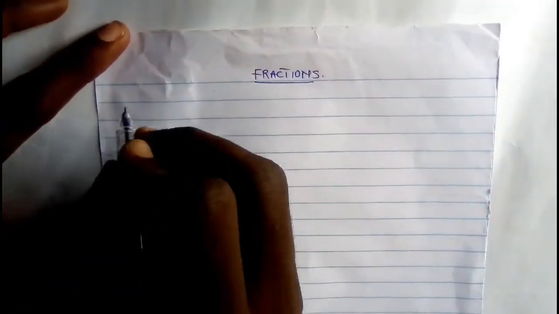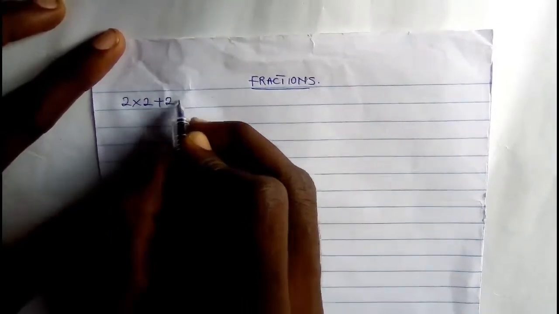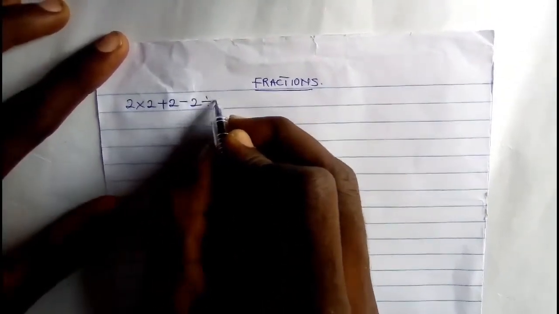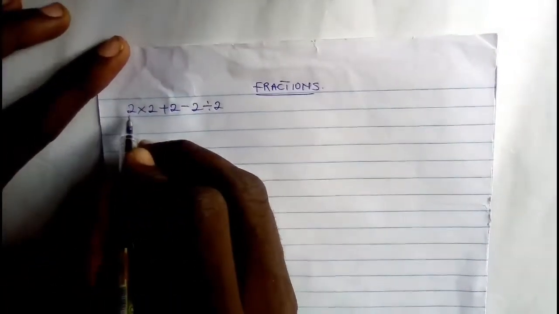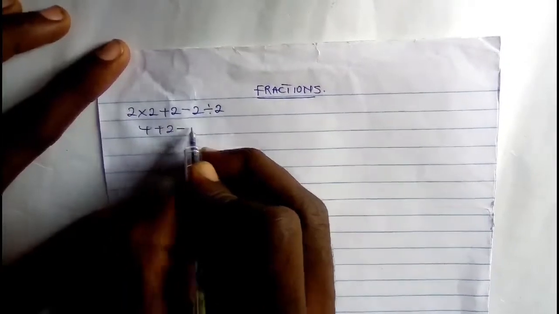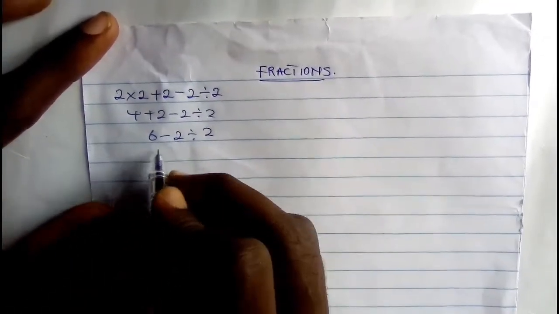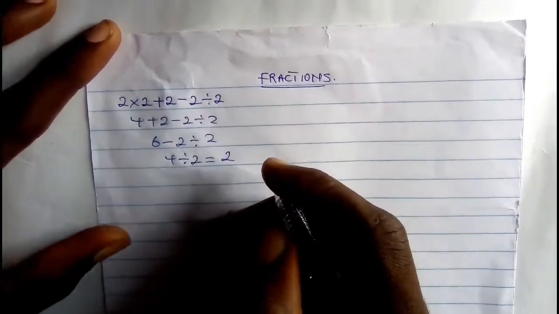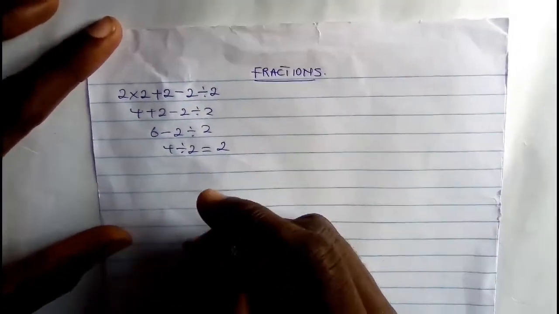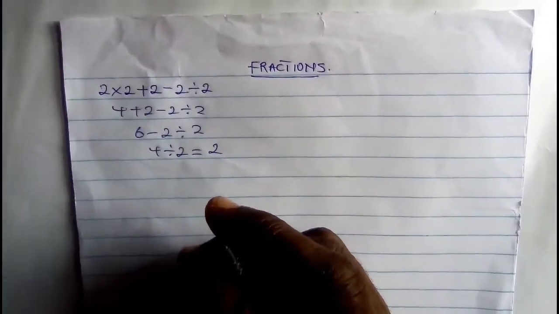Please, I also want to bring this mathematics: 2 times 2 plus 2 minus 2 divided by 2. Many believe that the answer is 2. Maybe they will all say 2 times 2, 4, plus 2 minus 2 divided by 2. 4 plus 2 gives you 6, 6 minus 2 divided by 2. Then 6 minus 2 gives you 4, 4 divided by 2, automatically the answer is 2. It is never correct. If you punch a scientific calculator, you will notice that it is not correct.